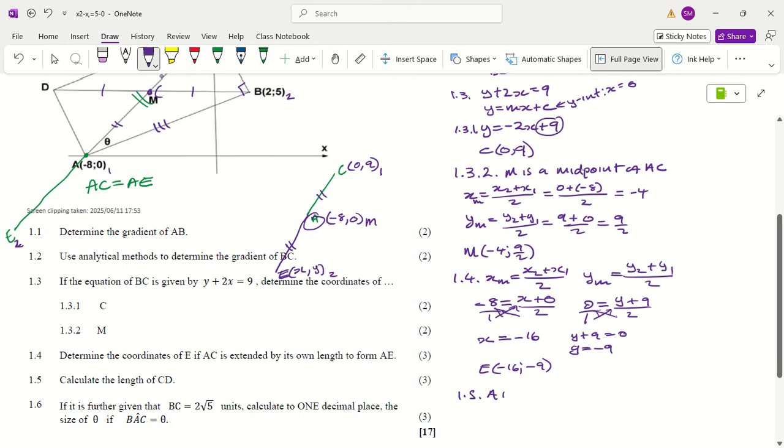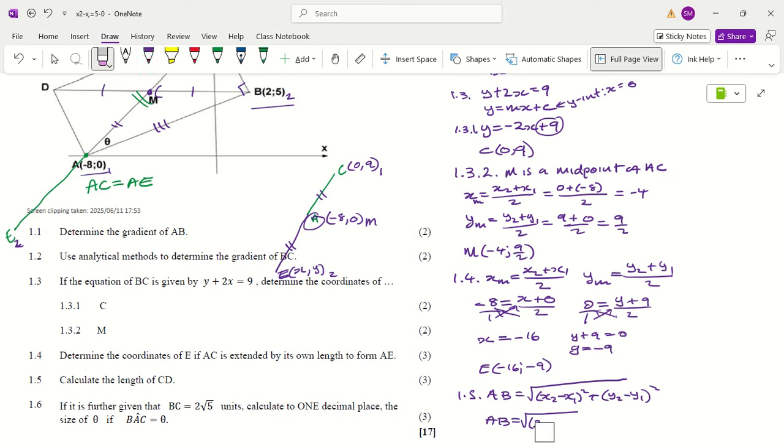So what we'll do here, for 1.5, the length of AB is equal to the square root of (x2 minus x1) squared plus (y2 minus y1) squared. If you can look here, the point 2 is B and then point 1 is A. x2 is 2, and then what we're going to do, we're going to subtract -8 and square all of that, plus y2, y2 is 5 minus y1, which is 0.